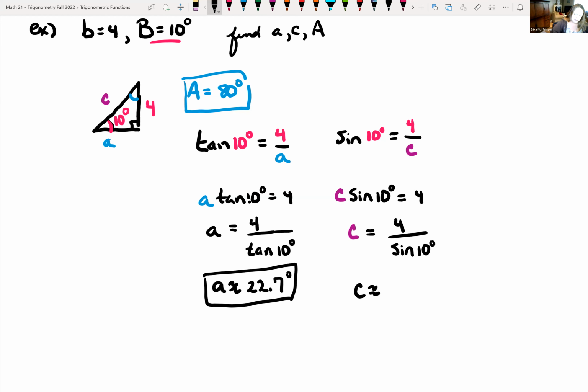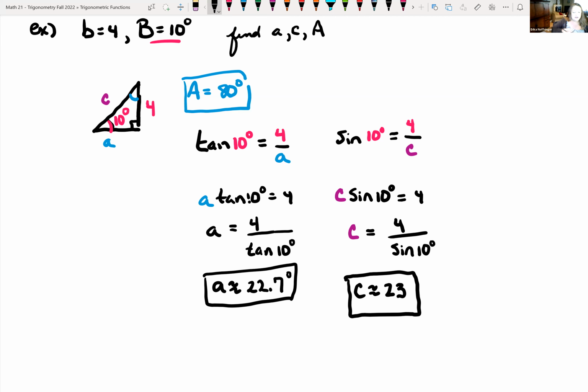Plugging that in the calculator, we get this is approximately 23. Not degrees. If I had units, I would use the units, but they didn't give me any units like inches or feet.